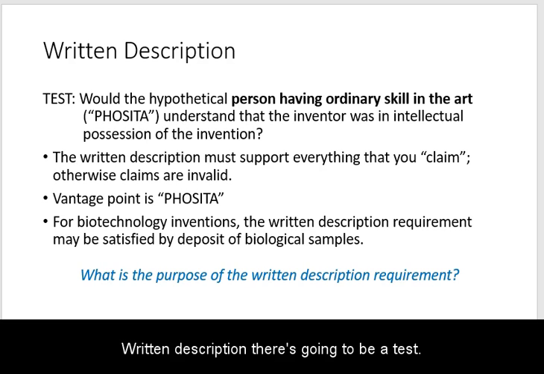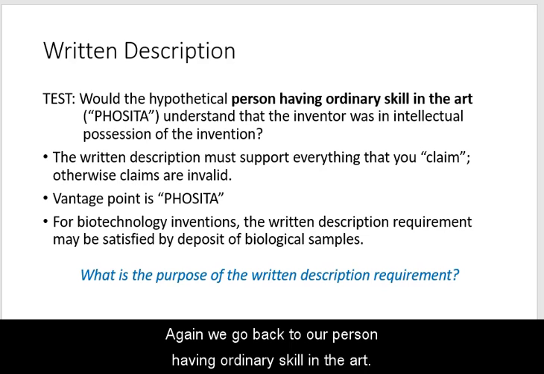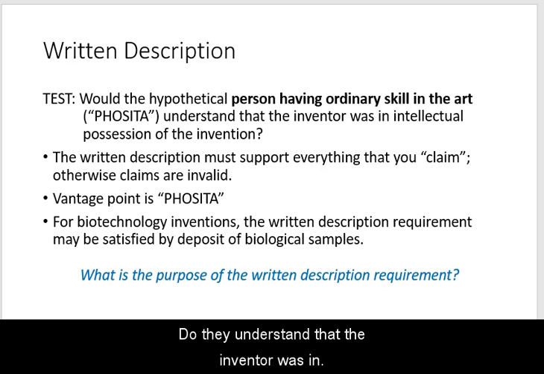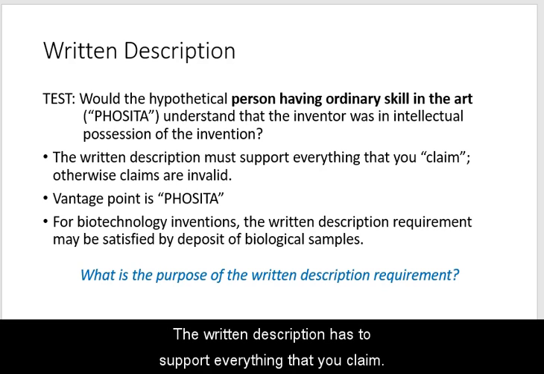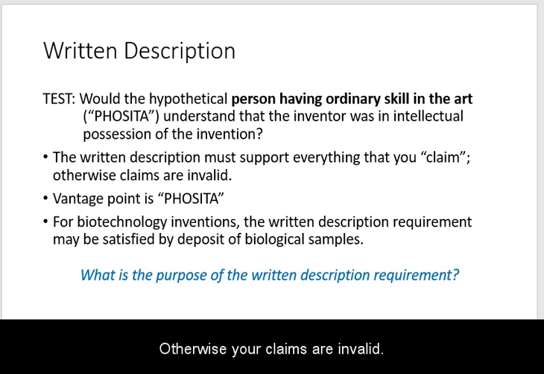Written description, there's going to be a test. Again, we go back to our person having ordinary skill in the art. Do they understand that the inventor was in intellectual possession of the invention? Remember, this is not a hunting license. The written description has to support everything that you claim, otherwise your claims are invalid.